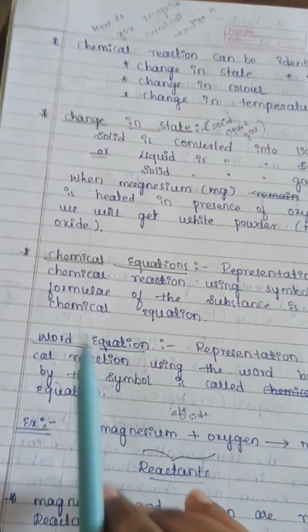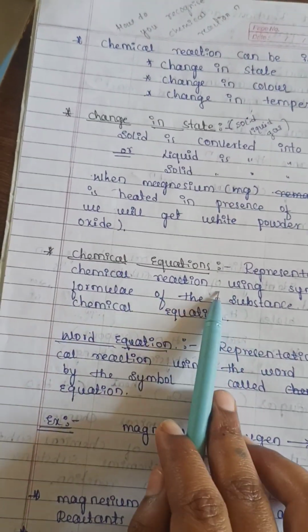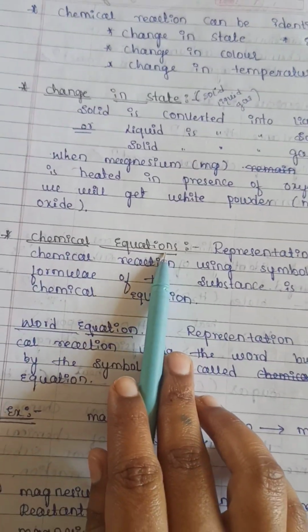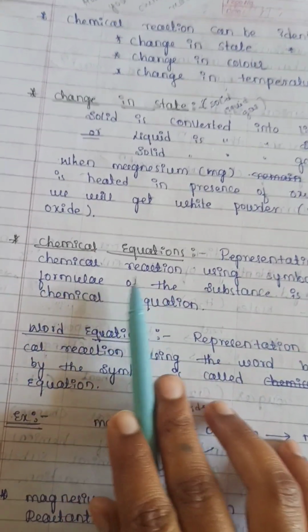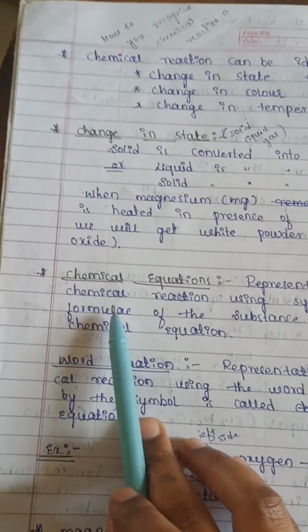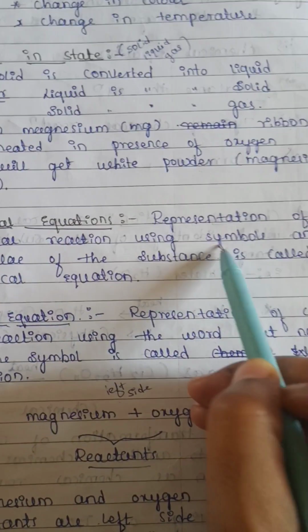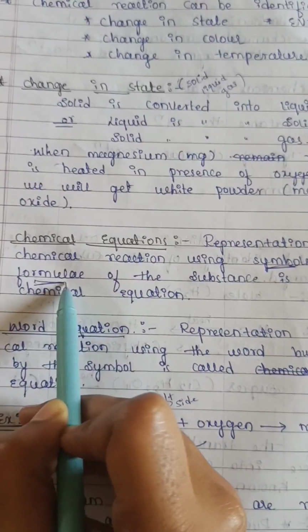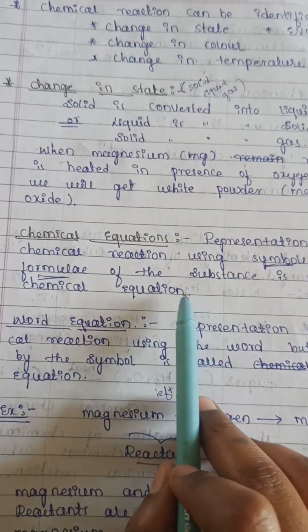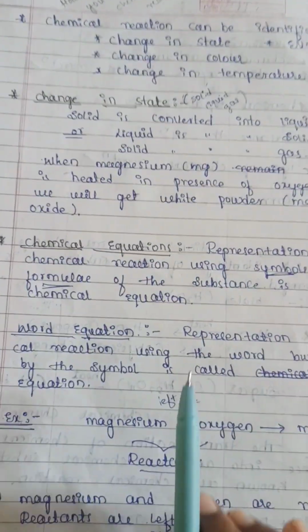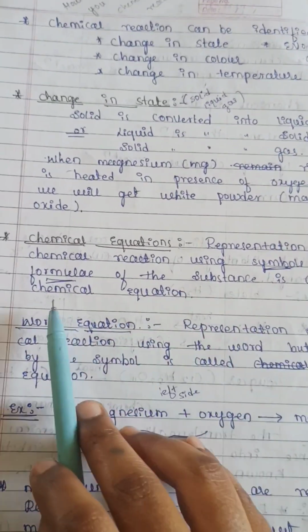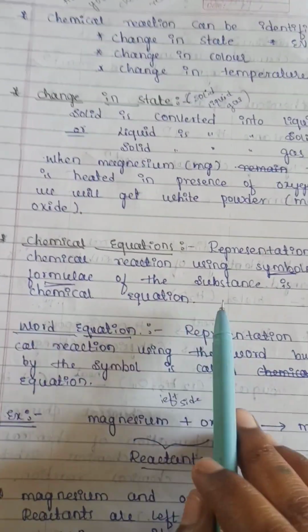I hope you understood. Next, we will move towards chemical equations. So what is a chemical equation? It is a representation of a chemical reaction. Whatever the chemical reaction is, we represent it by using symbols and formulae. A representation of a chemical reaction using symbols and formulae of the substances is called a chemical equation.